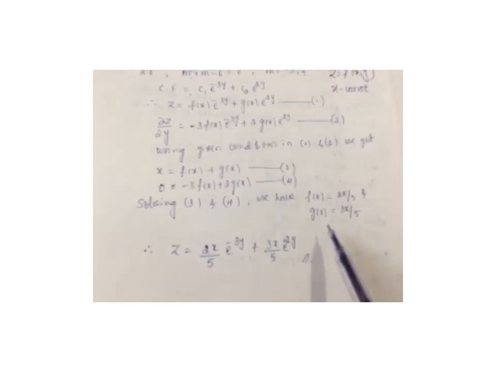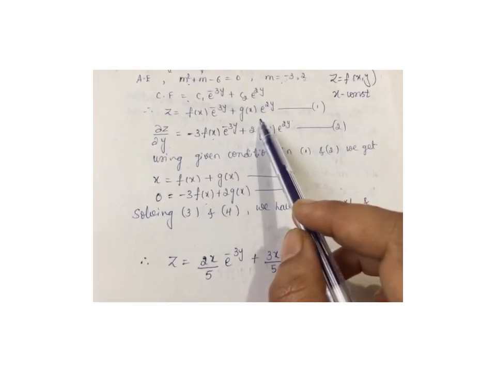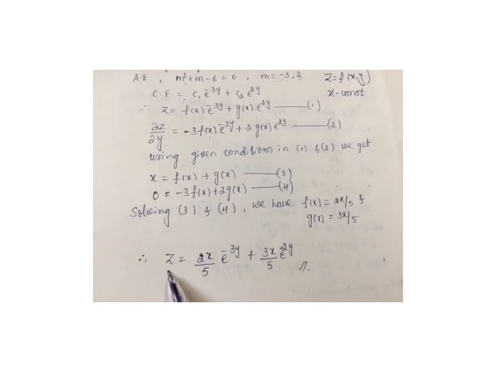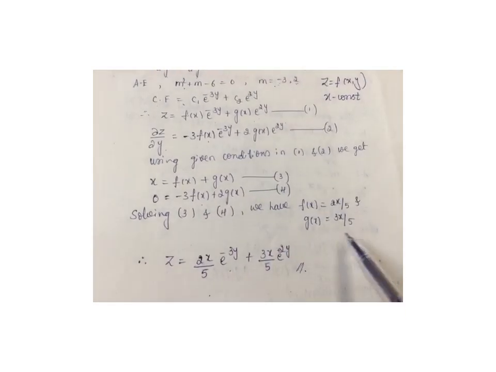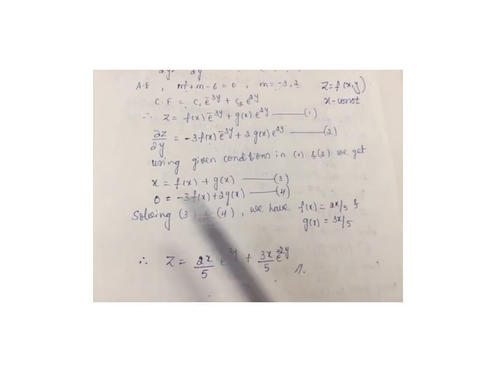Finally, substitute f of x and g of x in the general solution. We get the result z equal to 2x by 5 e power minus 3y plus 3x by 5 e power plus 2y.